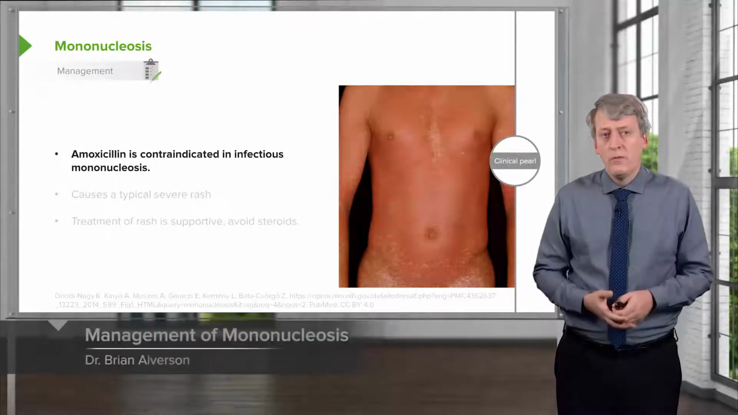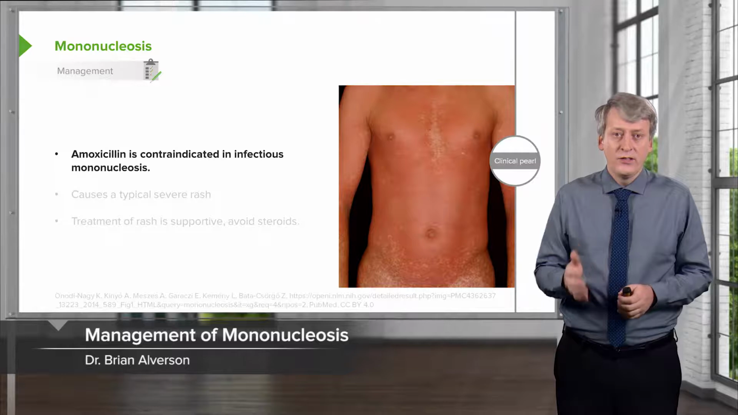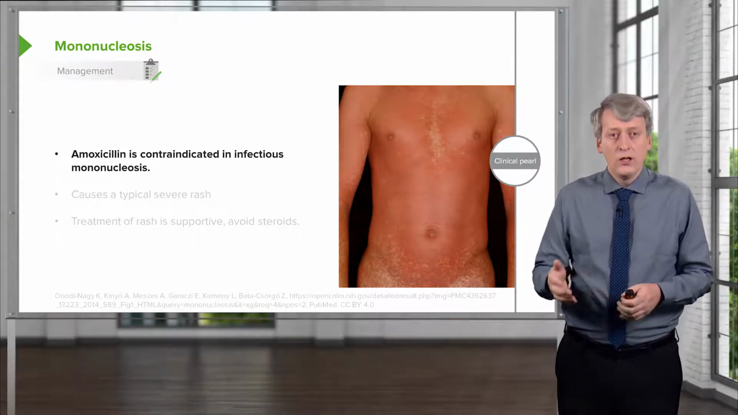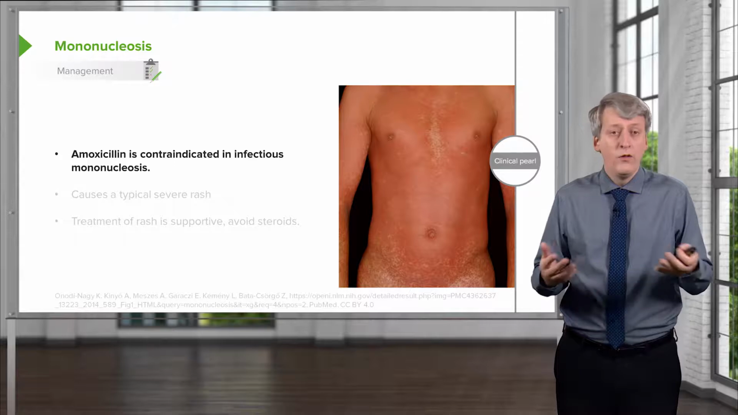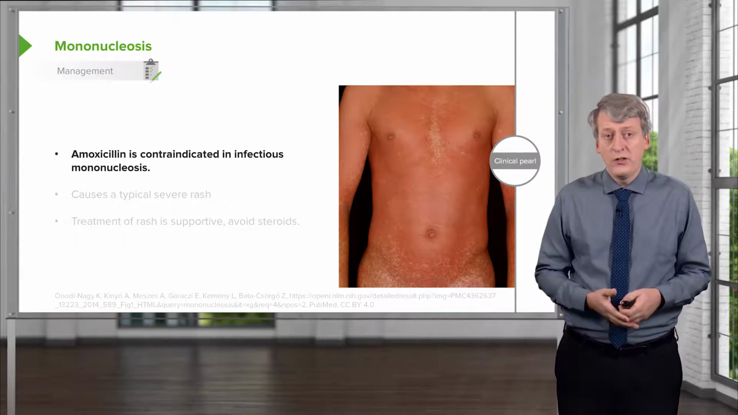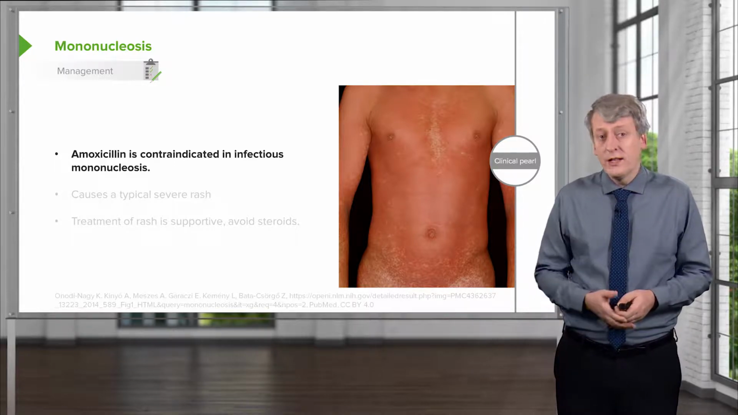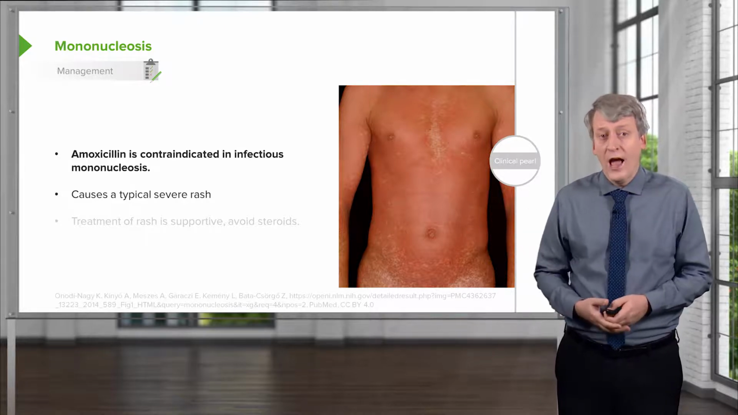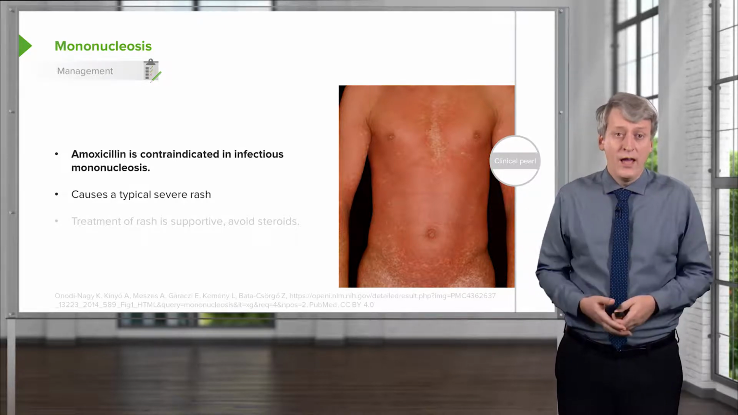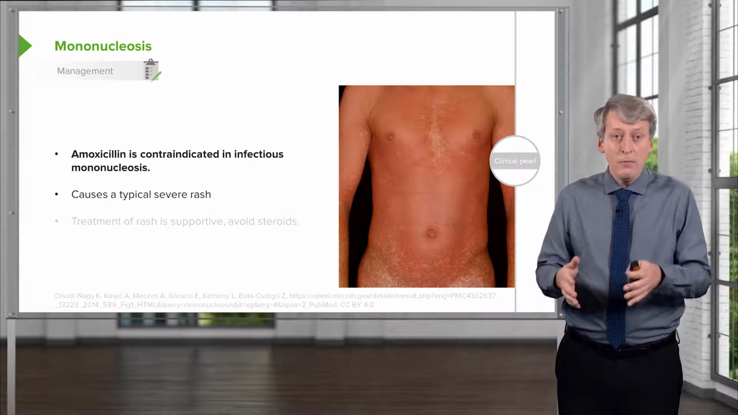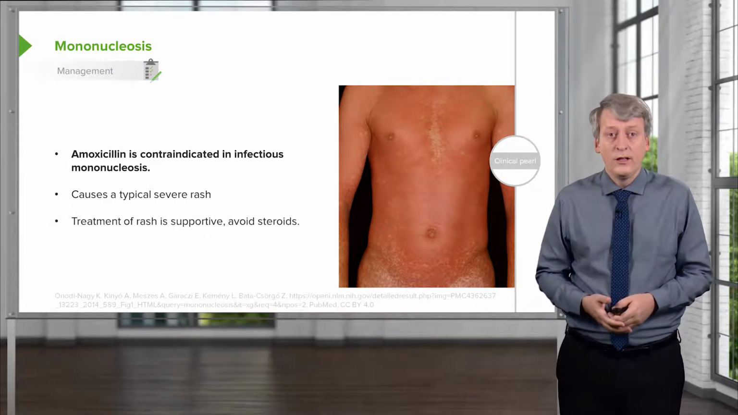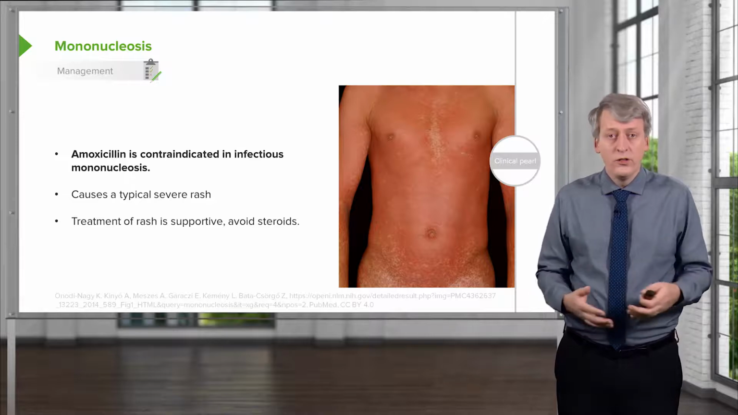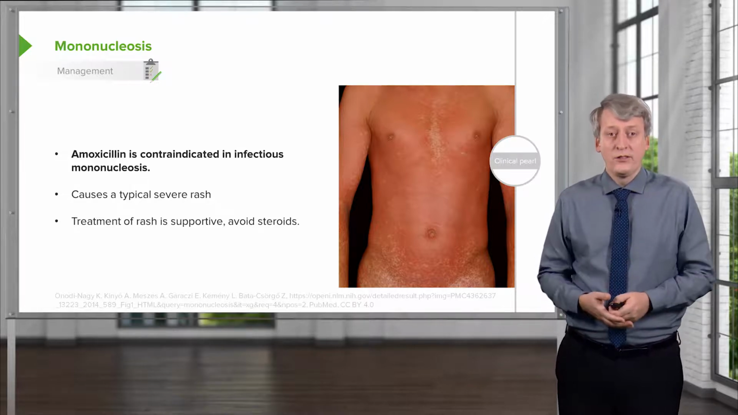One thing that's important to remember about EBV is that amoxicillin is contraindicated. The reason why this is important is people may look at the back of the pharynx and presume, oh, this must be strep throat, and provide the patient amoxicillin. The reason it's contraindicated is because it causes this typical very severe rash. We don't know why this happens, but this is associated with EBV infection and provision of amoxicillin. Treatment for the rash is supportive. Don't give steroids, don't give other medications, simply stop the amoxicillin.